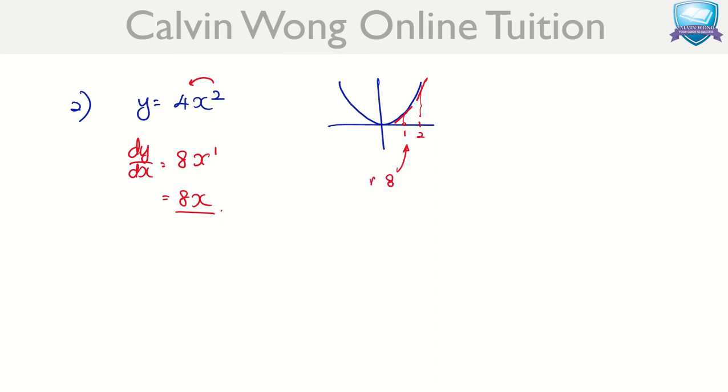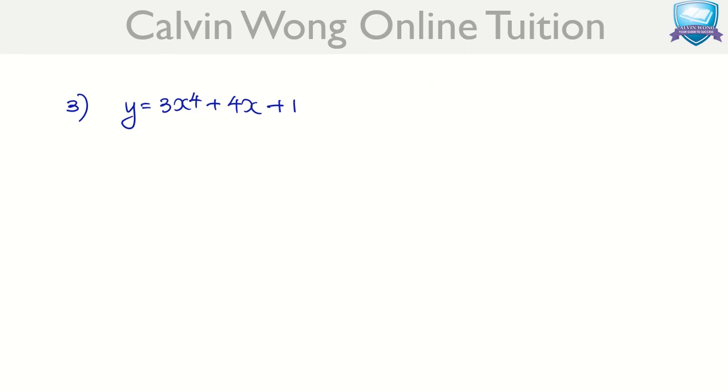8 times 2, 16. Okay, next, question number 3. Now, this is a polynomial. y equals 3x to the power of 4. Same thing, to find the gradient, dy/dx, the 4 brings down, 4 times 3, 12x to the power of 3. Remember this one? This is linear, so the gradient is 4.